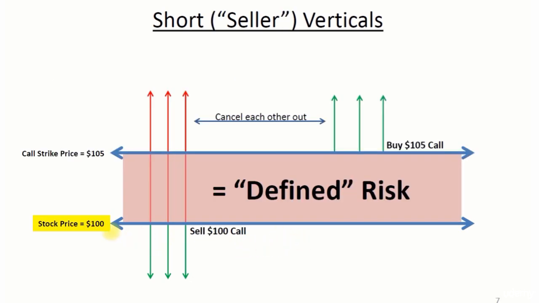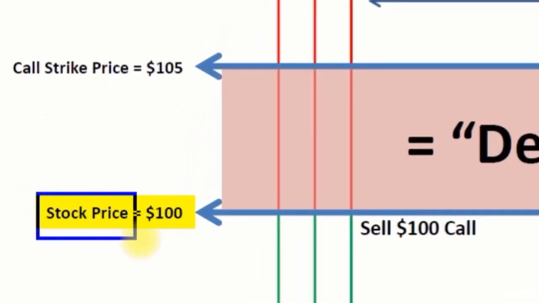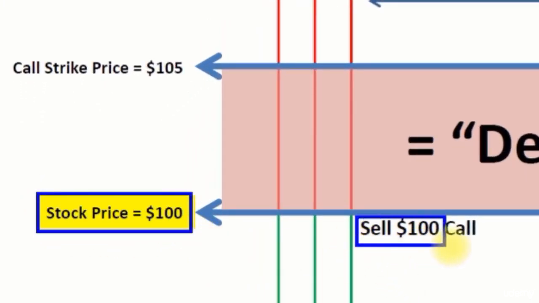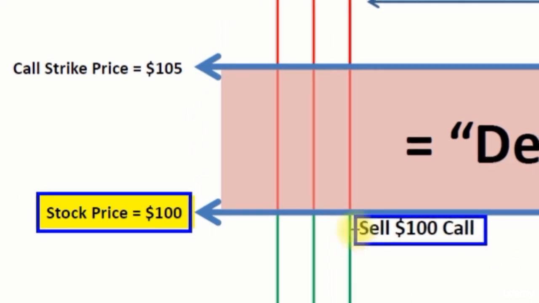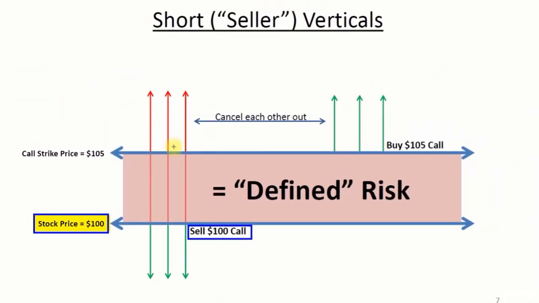We can do something called a vertical. The stock price is $100. We're selling this $100 call. Normally, anything above $100 is where we start losing money. But we're going to do something a little different here. Remember the definition of a vertical, right? It was buying and selling a call, which sounds kind of weird.